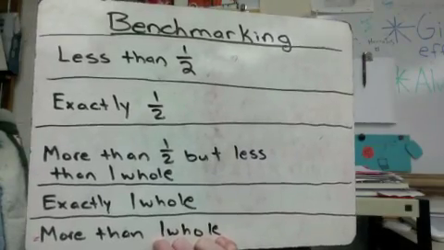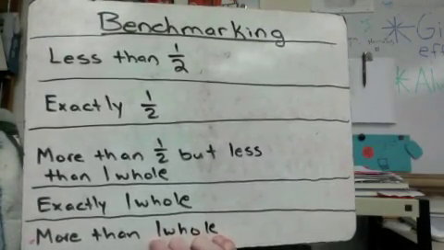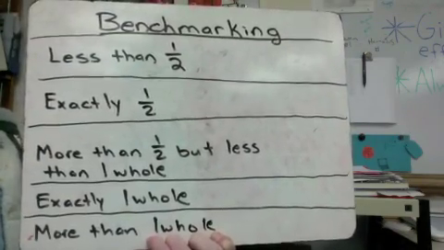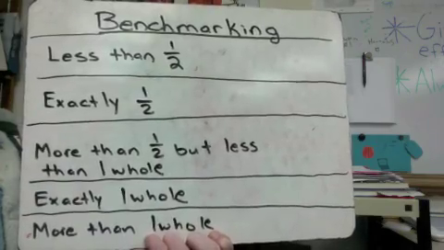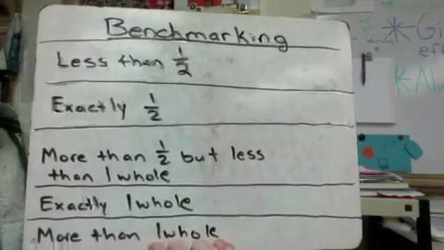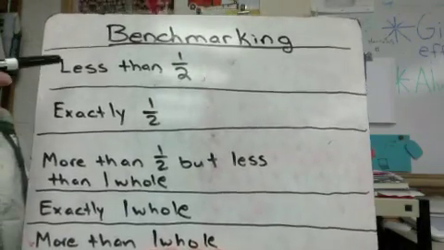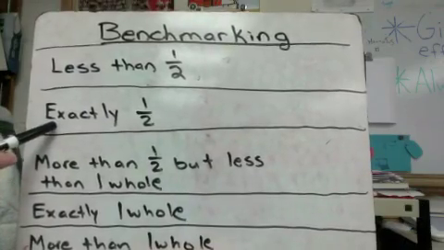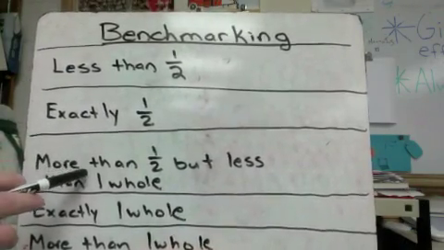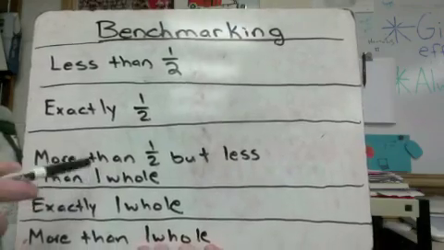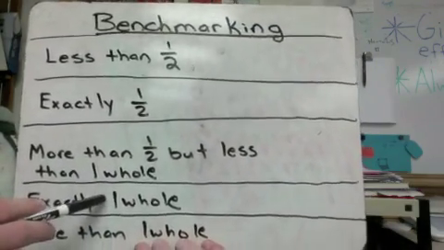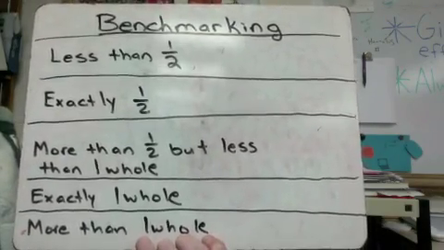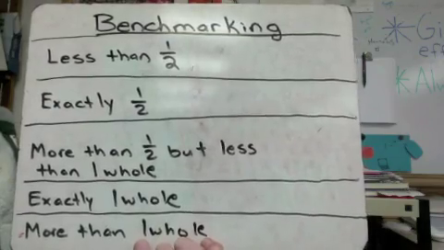Benchmarking is another way of putting fractions in order that is pretty simple. We put them in order by using some benchmarks. And the benchmarks that we're going to use, that you need to make sure that you get down because we'll be referring to this a lot, would be if your fraction is less than a half, if your fraction is exactly 1/2, if your fraction is more than a half but less than a whole, exactly 1 whole, or more than 1 whole. And I want to give you some examples of what these might look like.